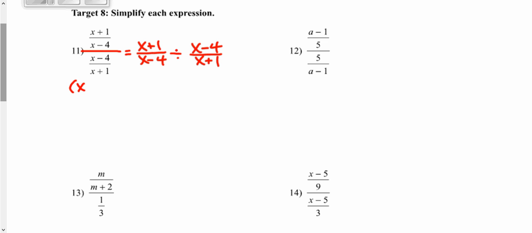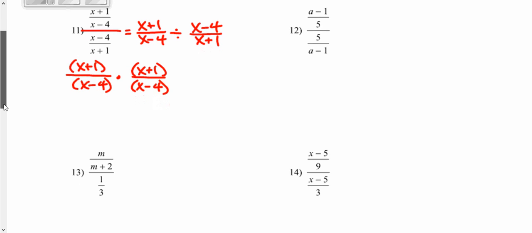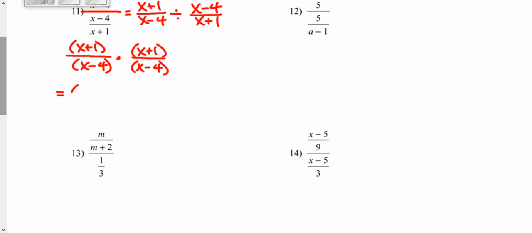So x plus 1 over x minus 4. And I'm looking for opportunities to factor, but I'm not seeing any. And it's really tempting to cancel these things out, but they're not the same on the top and the bottom. So our final answer is actually just x plus 1 times x plus 1 over x minus 4 times x minus 4. And you can leave it just like that.